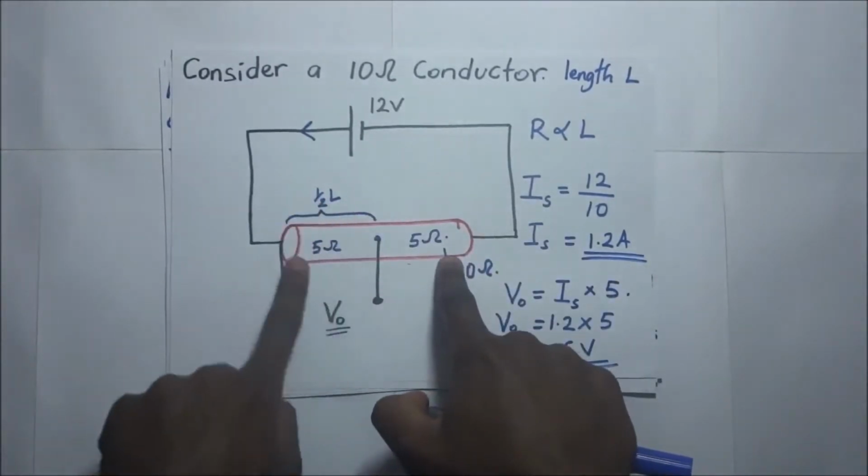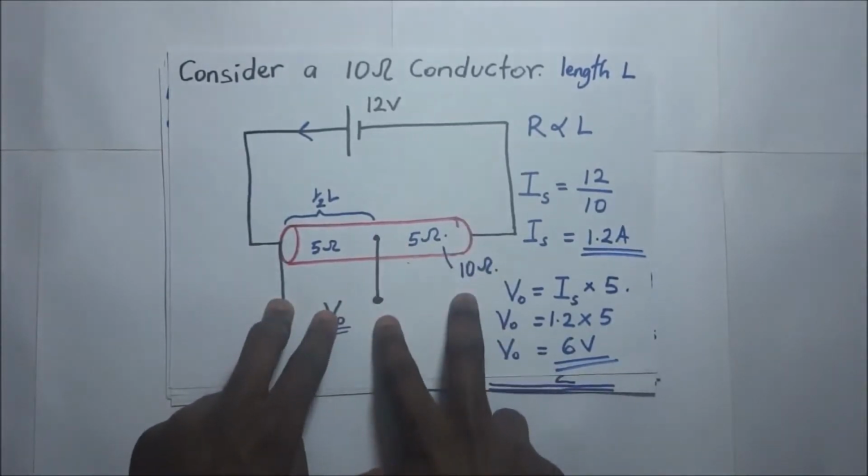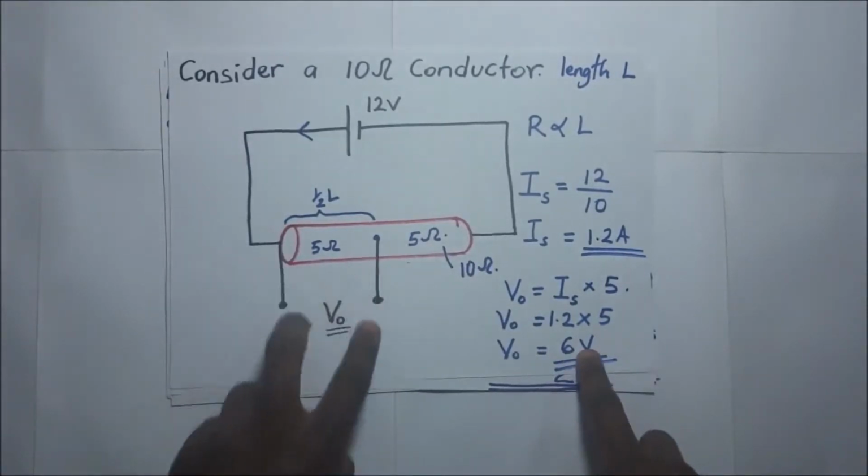this will take 6 volts across here, and this will also have a potential drop, or a potential difference across it, of 6 volts. That's how we get 6 volts.